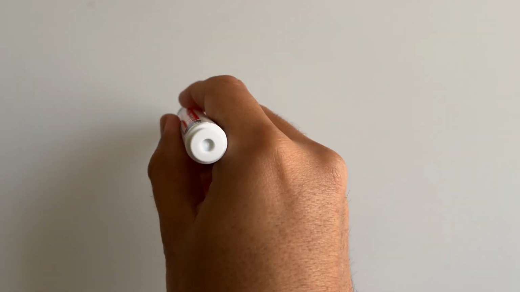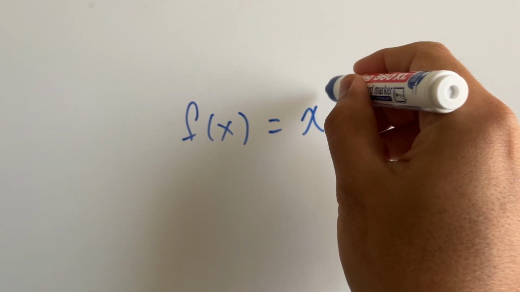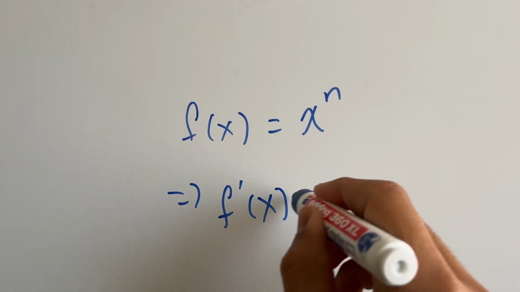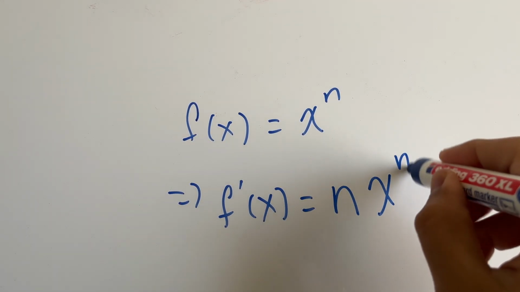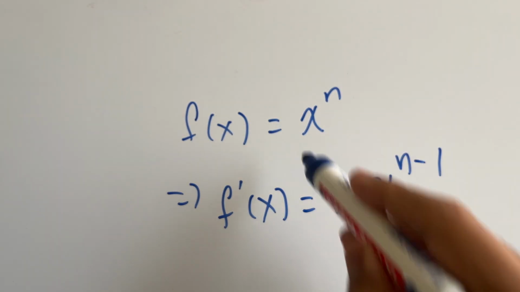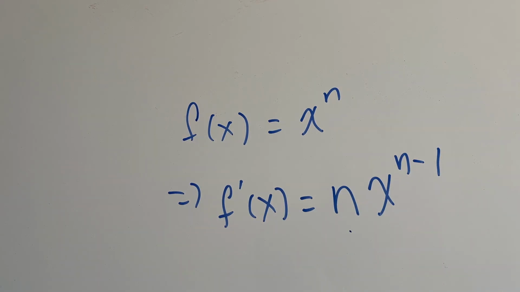The power rule tells us that if f of x is equal to x to the n, the derivative f prime of x is n times x to the n minus 1. So you see here the exponent goes down as a coefficient now, and it is reduced by 1.